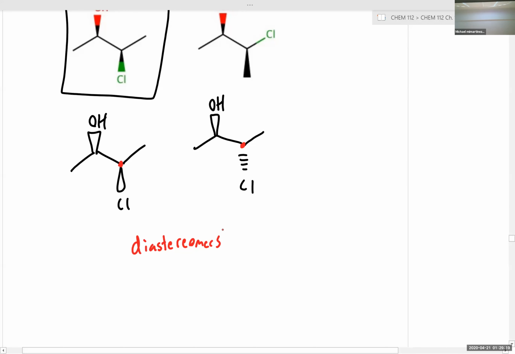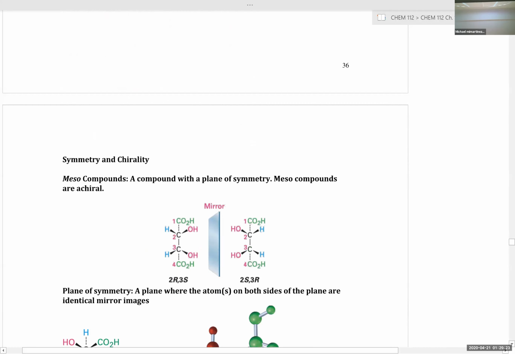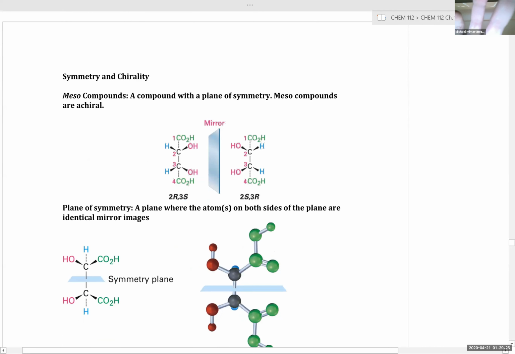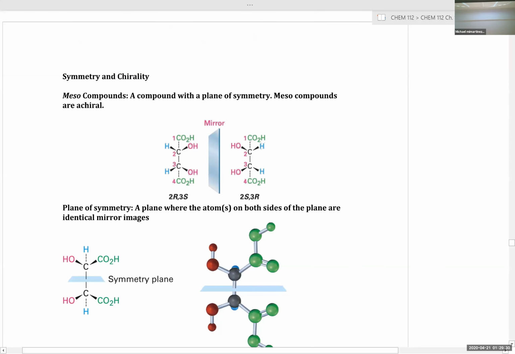Okay. So let's do a few more examples. And before we tackle the next set of examples, let's talk about a potential wrench in the works here: symmetry and chirality. Meso compounds are best defined as a compound with a plane of symmetry. Meso compounds are achiral. A plane of symmetry is a plane where the atoms on both sides of the plane are identical mirror images.